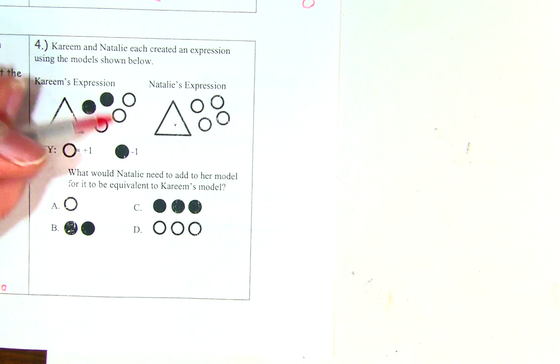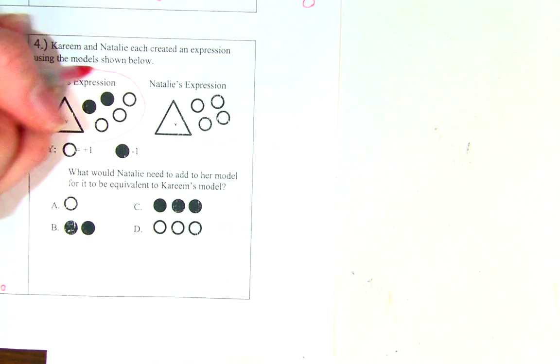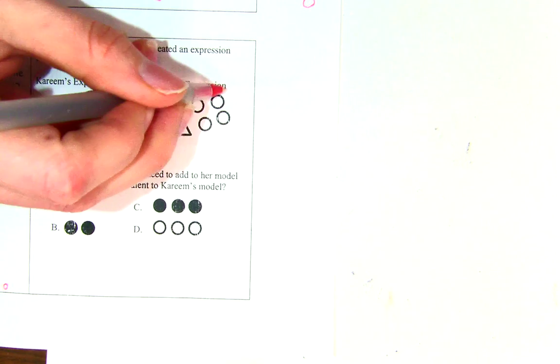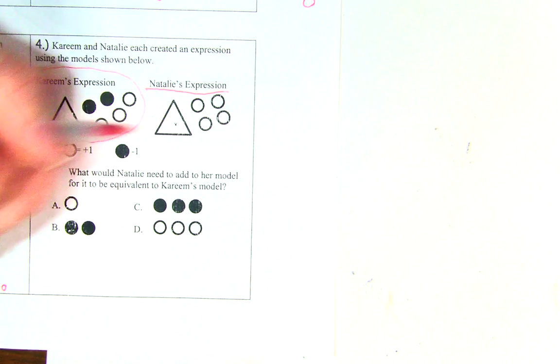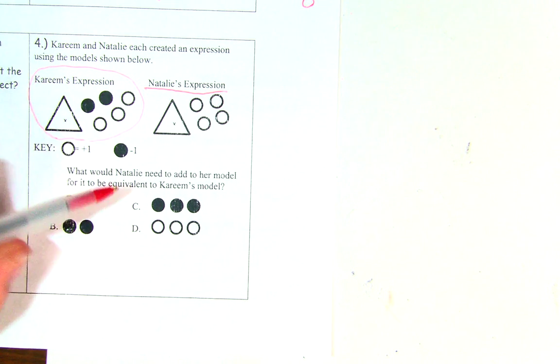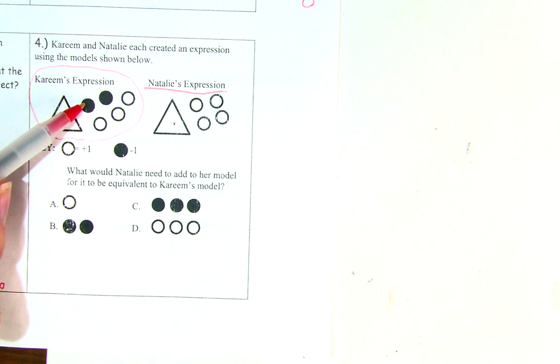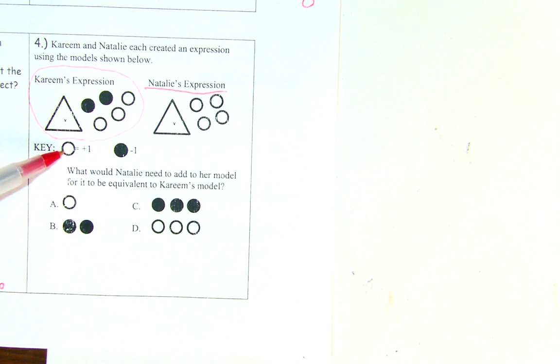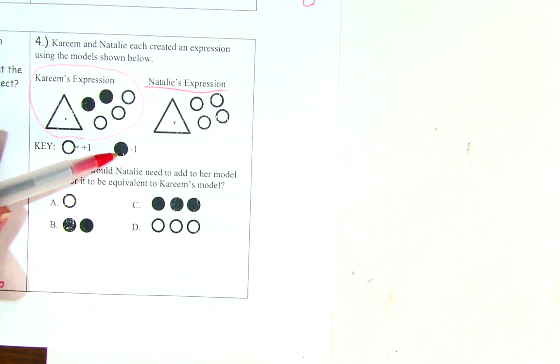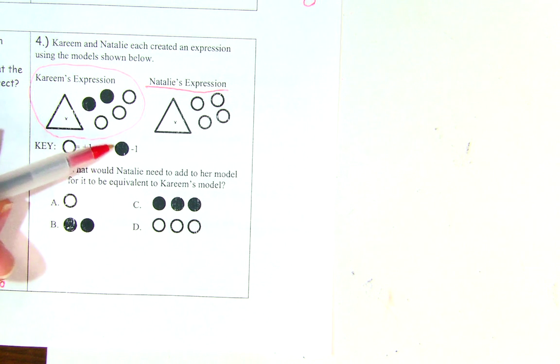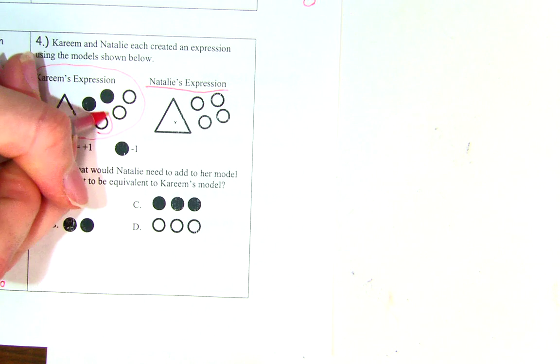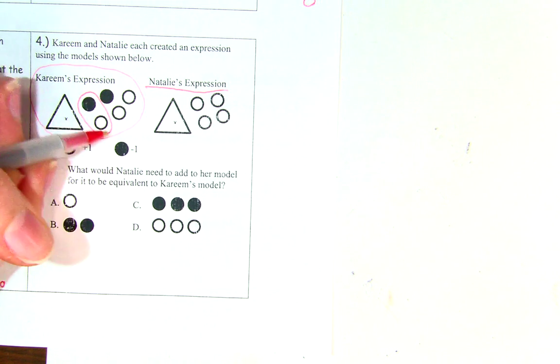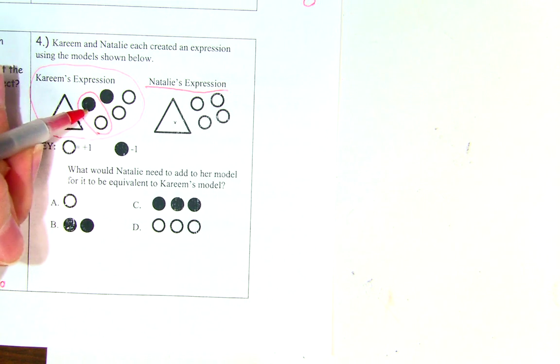So here's Carmen's, right here. And it's asking what Natalie would add, so make sure that you read carefully. I see that I have positives and negatives. My positives are represented by the white, and my negatives are represented by the black. In class, we learned that a positive and a negative make a zero pair, so I would circle my zero pairs.